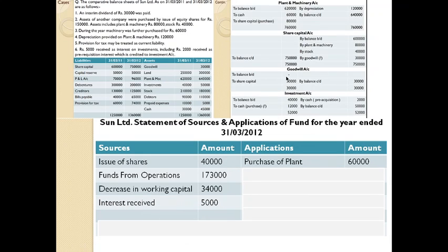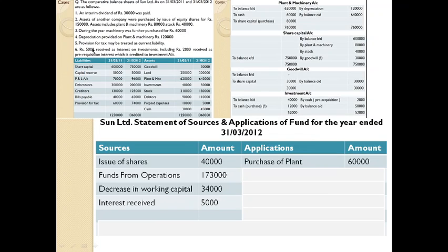Next one, goodwill. There is no information regarding goodwill. No cash items are there. In investment, there are two cash items. First one, cash of rupees 2,000, which has been earned as interest. So it is shown as interest received 5,000.